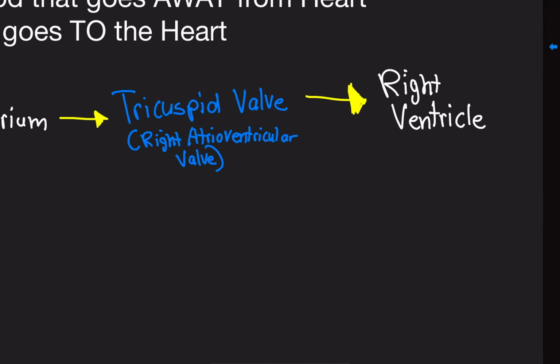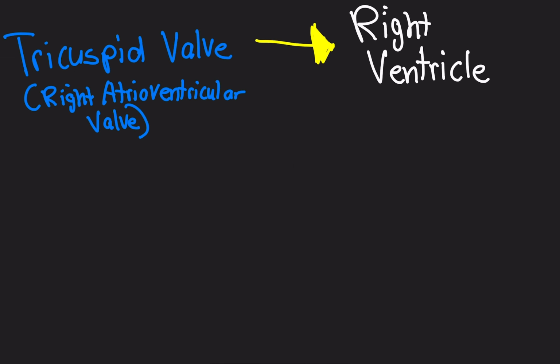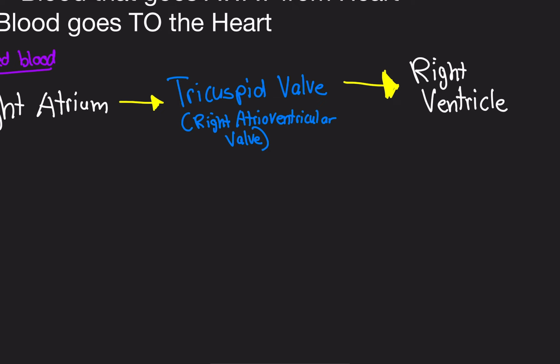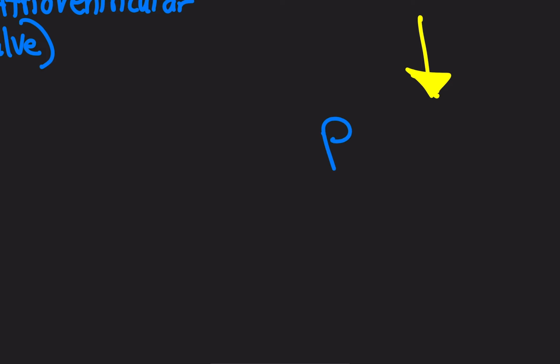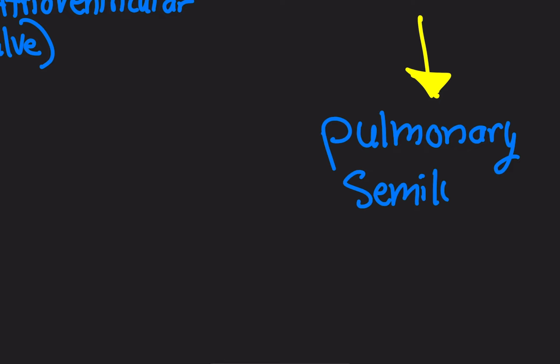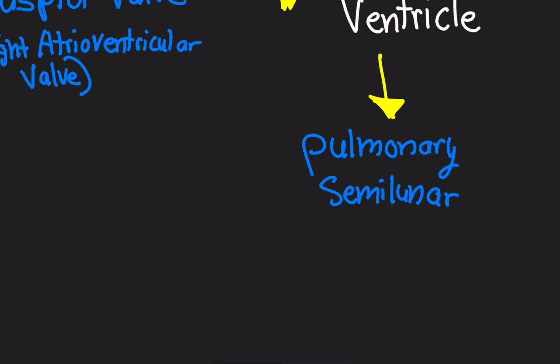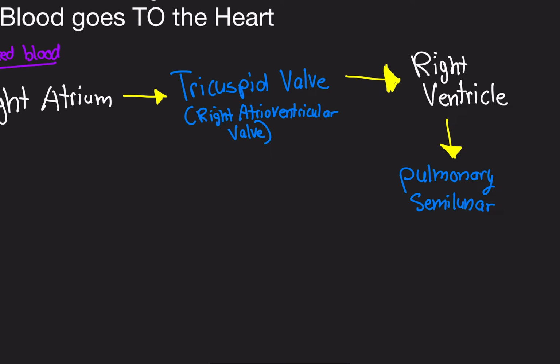Okay. After the right ventricle, this is a chamber. So remember our rules? We have another valve. The valve is called the pulmonary semilunar. Why is it called pulmonary semilunar? Well, I'm not going to tell you the pulmonary just right now. I promise I will.